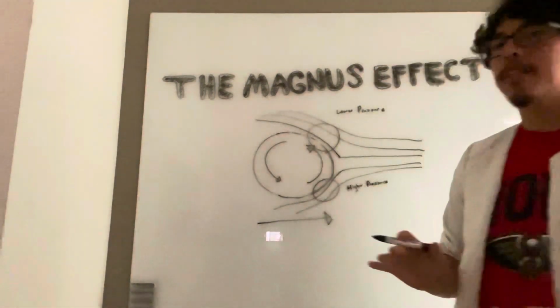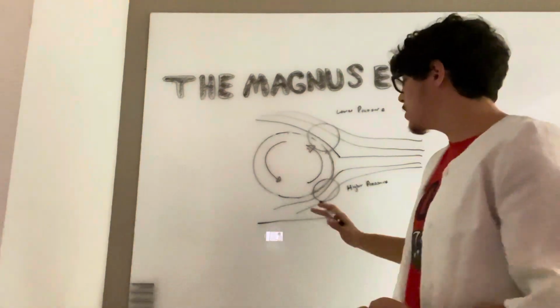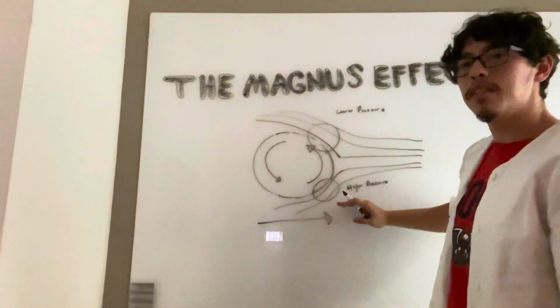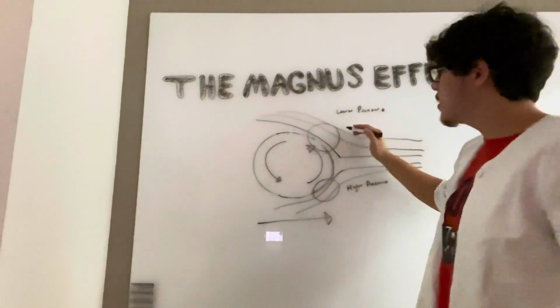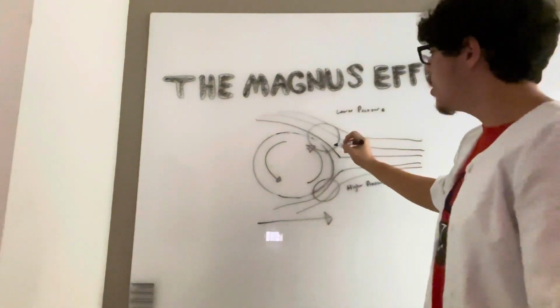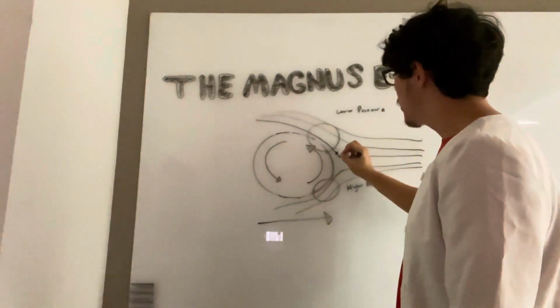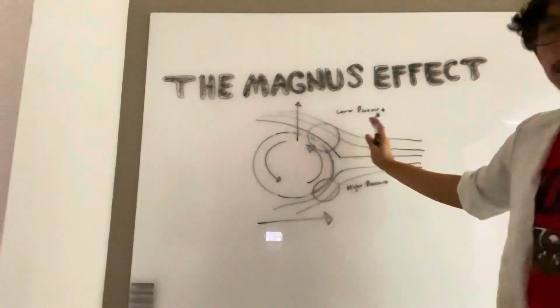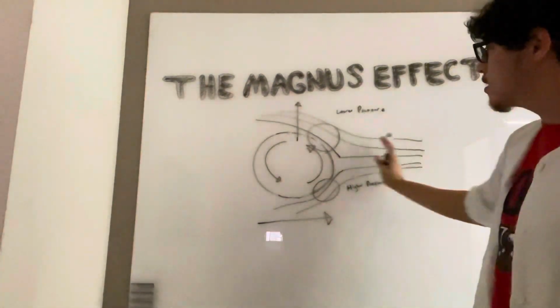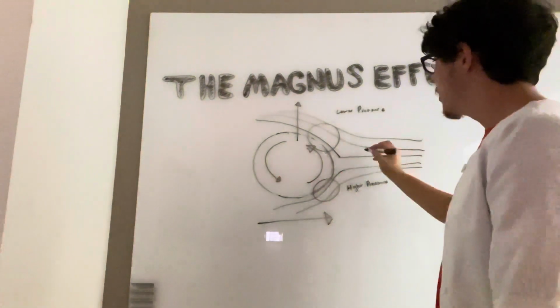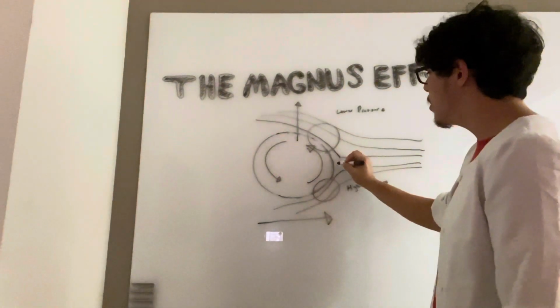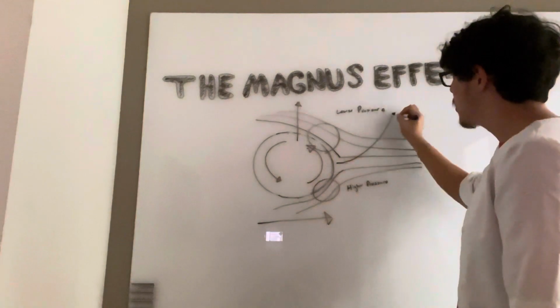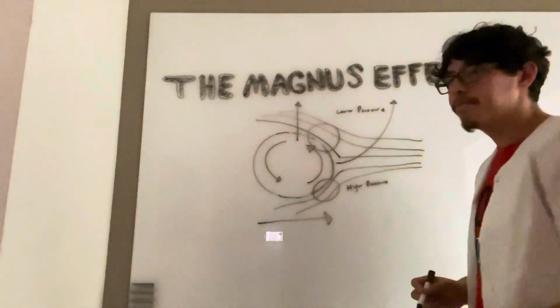So typically in nature, anything will want to move from a point of higher pressure to lower pressure. Because of this difference in pressure, the ball will want to move in this direction, perpendicular to where it is traveling to. So this means that the ball will end up curving in this direction.